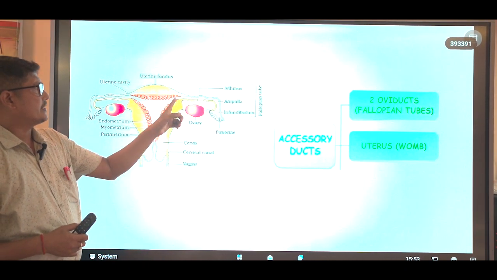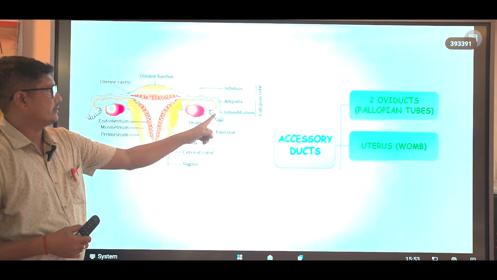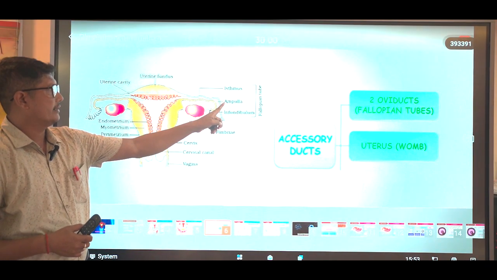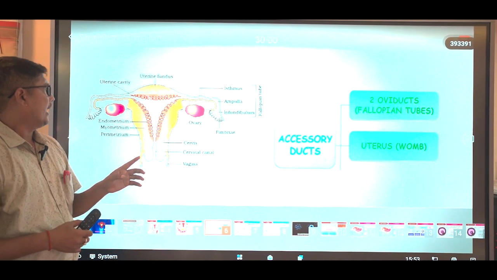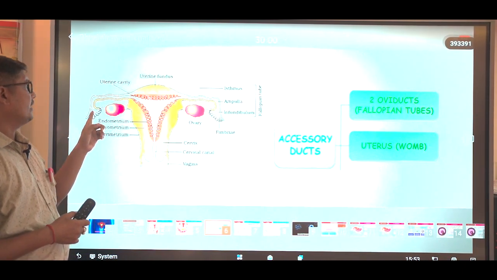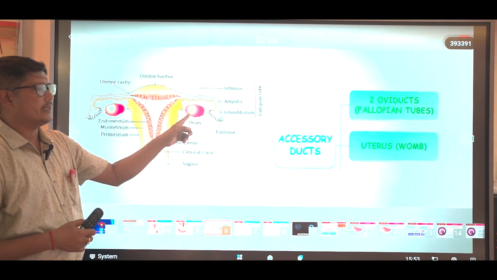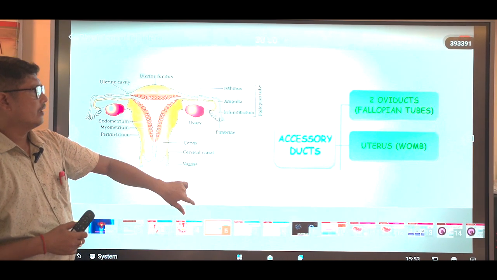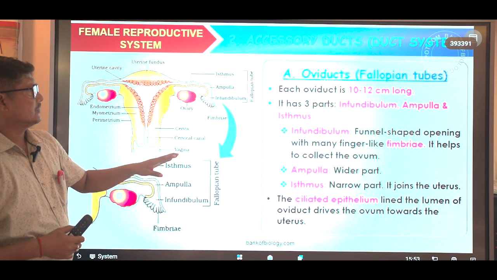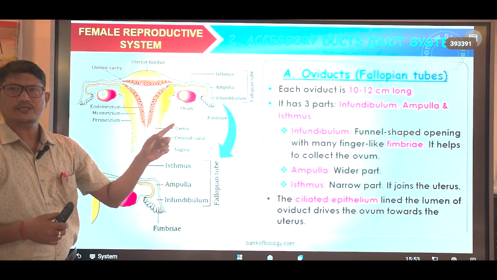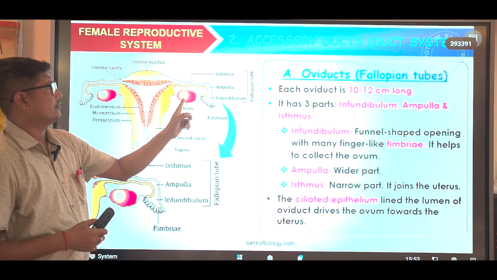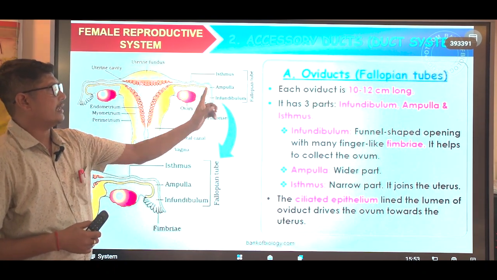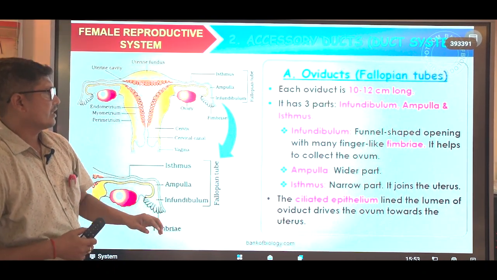In accessory ducts, we can see a fallopian tube this side. This is the left fallopian tube, and the fallopian tube consists of the isthmus, the ampulla, and the infundibulum. Similarly, on the right hand side also there is a fallopian tube, and the fallopian tube is connected to the ovary with the help of ligaments. The fallopian tube that we are talking about is approximately 10 to 12 centimeters long, and as I said, it has three parts: isthmus, ampulla, and the infundibulum.